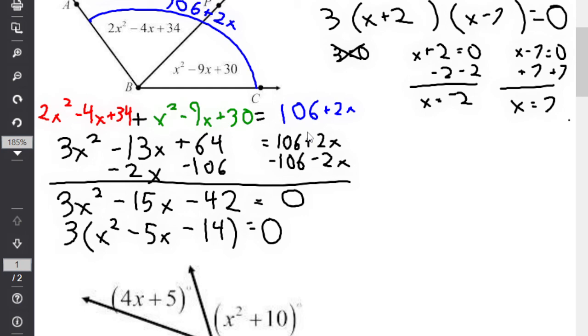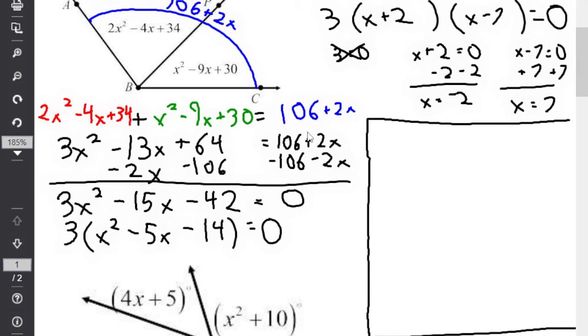Remember that this is the important thing. If you're getting nothing else from today, this is the important part. It doesn't matter about the answers for x and whether they're negative. It matters about the measurements and whether you get negative measurements. So that's why we're going to plug both of these back in and see if they work.